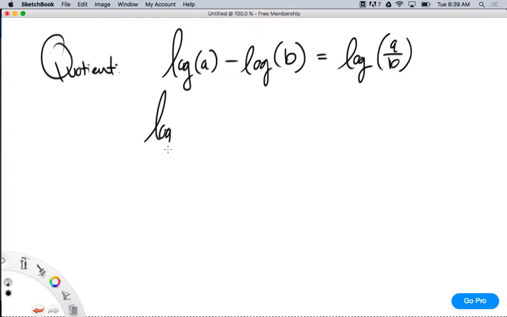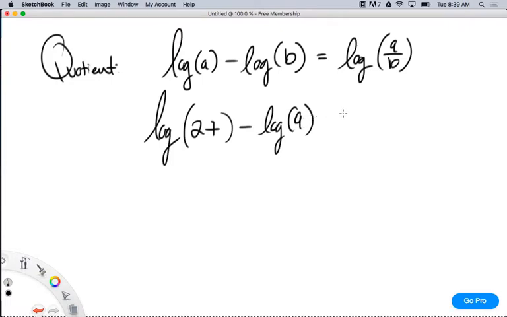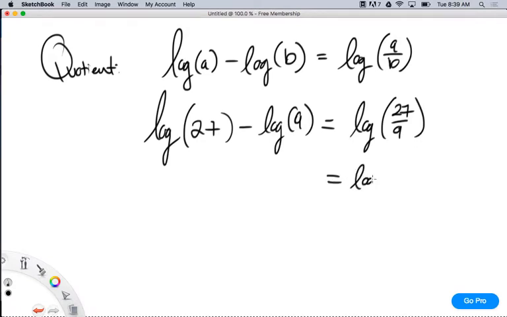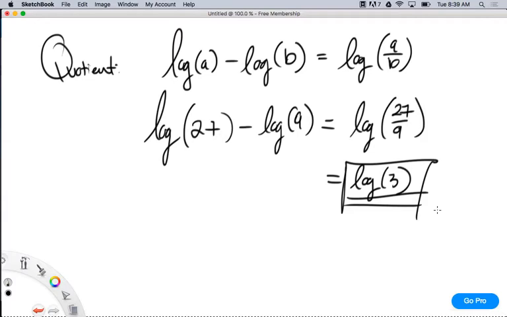What's an example of this? Log of 27 minus log of 9 equals log 27 over 9, which equals log of 3. So when you add, you're multiplying the numbers. When you're subtracting logs, you're dividing the numbers. Again, the answer to this is not 3. It's not 18. It's not log of 18. It's log of 3. Don't get tricked.